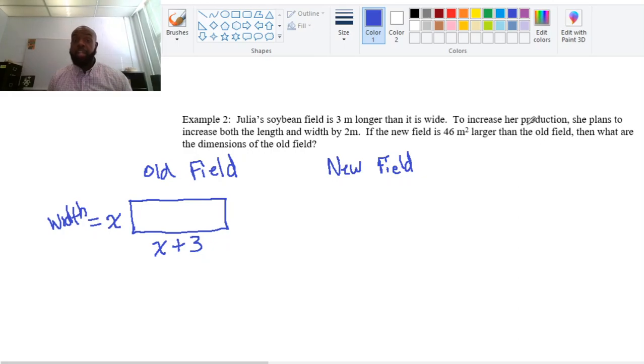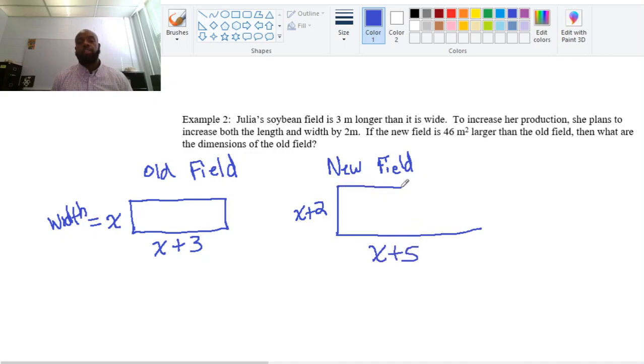In order to increase production, she plans to increase both the length and width by 2. Well, if my width is X, then my new width is going to be X plus 2. And if my original length is X plus 3, and I add 2 to that, I'm going to get X plus 5 as my new length. So this is the picture here.